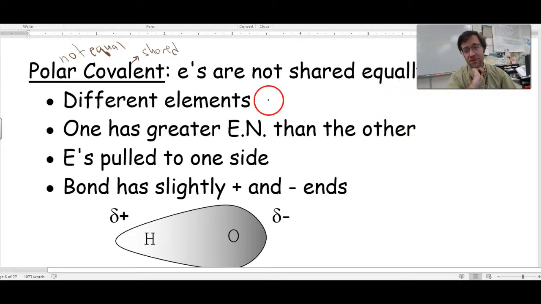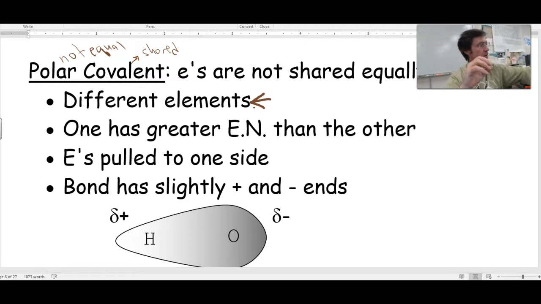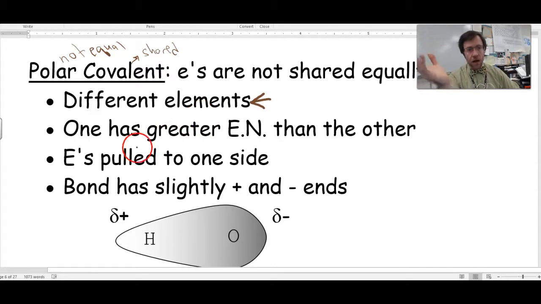And this is because you have different elements, although not every single time, because like I just said, some elements have the same electronegativity. That's why we have table S, because nobody's going to remember this. Just look it up. Bam, there it is. That's how you know. Again, it's caused by a difference in electronegativity that is less than 1.7, but one has a greater electronegativity than the other.